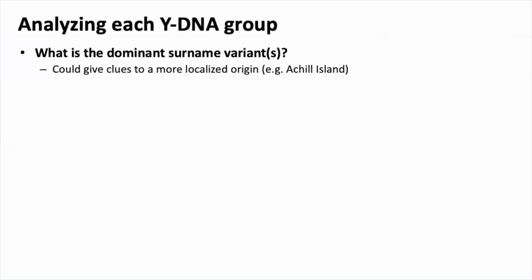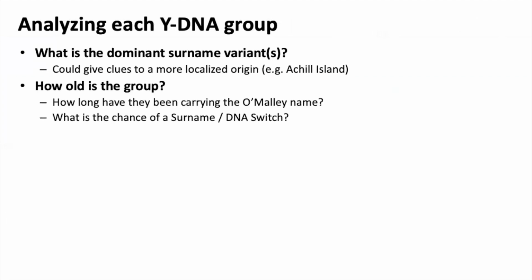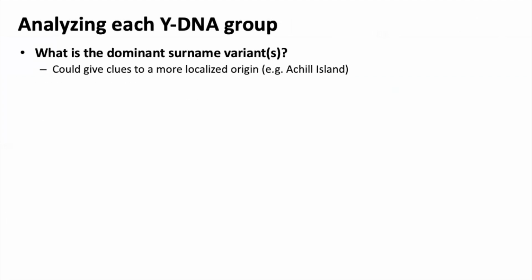Now, there are various things that I do when I'm analyzing each Y-DNA group. I look for a dominant surname, because some surnames might be more dominant in certain areas. So, for example, the name Malia might be particularly common in Achill. If you are a Malia or have Malia ancestors, you should be looking to Achill for further research.